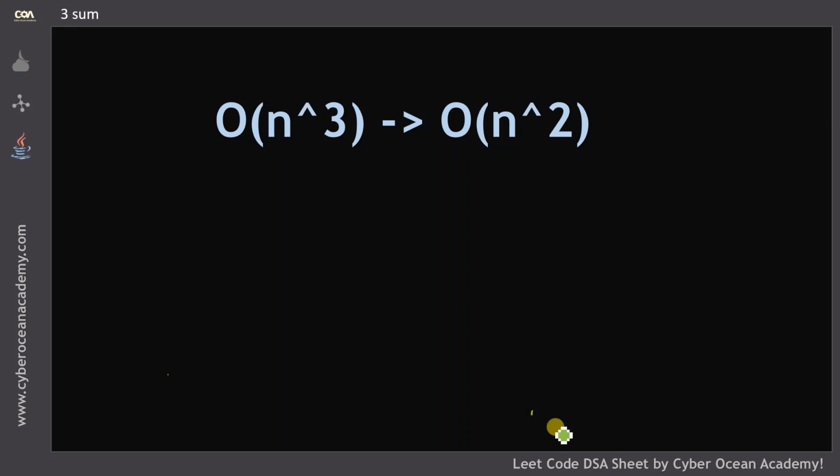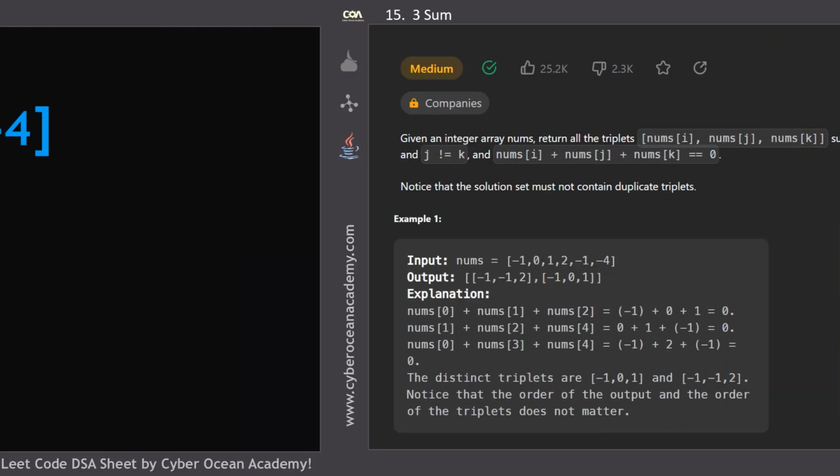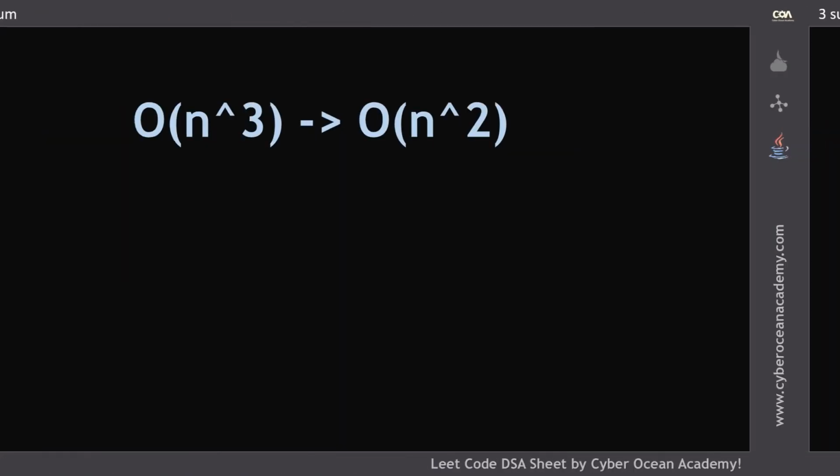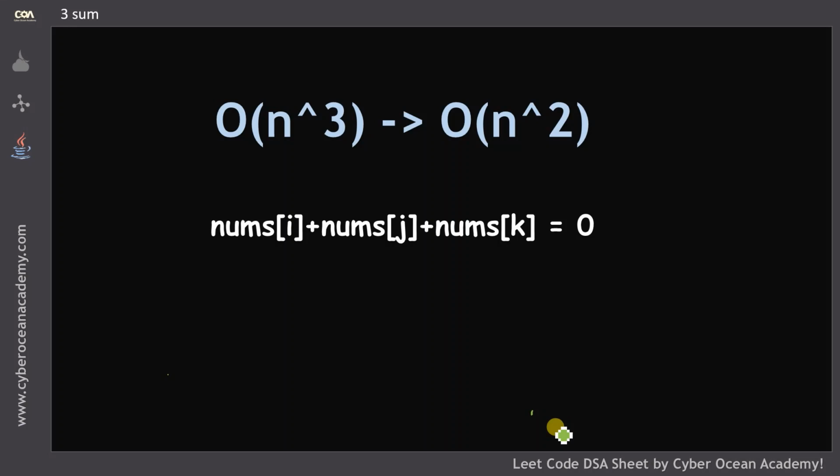So in the previous approach, we have to iterate through all the array elements. Since we are finding three numbers, first nums of i, second nums of j, and third nums of k, that's why we have to use three for loops.